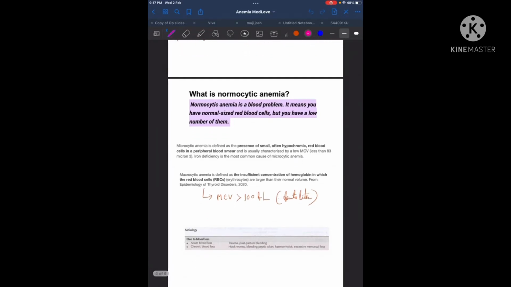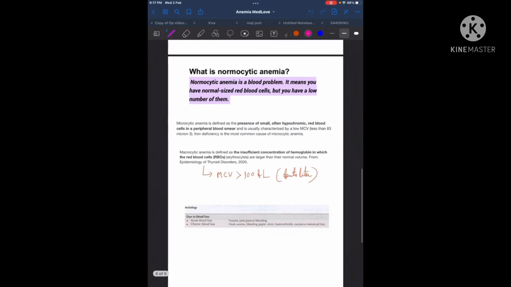The most common example of microcytic anemia is iron deficiency anemia. Other examples are sideroblastic anemia, thalassemia, etc. Macrocytic anemia. In macrocytic anemia, the size of the RBC is not normal and it is larger than normal size. The MCV, that is mean corpuscular volume, is greater than 100 FL.